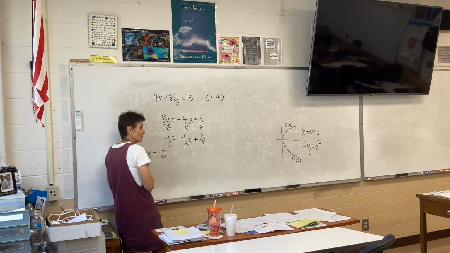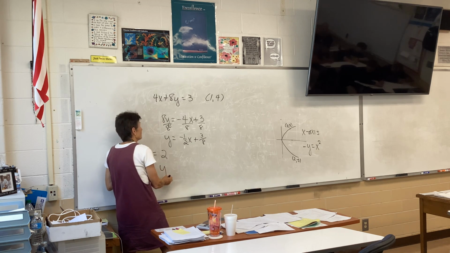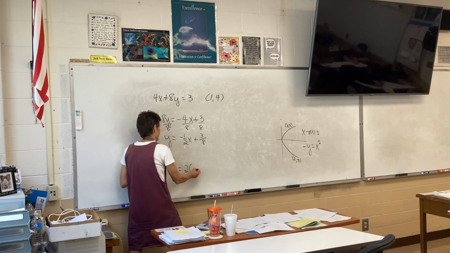So what do we do? You get point slope. True. y minus 4 equals 2, x minus 1. Yep.